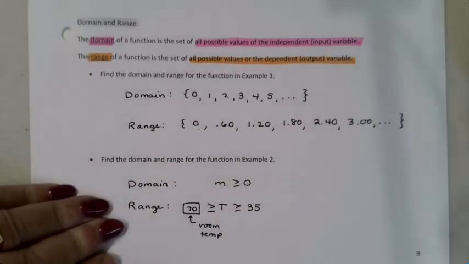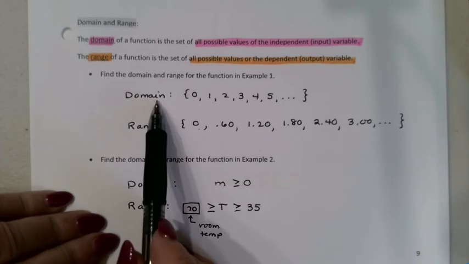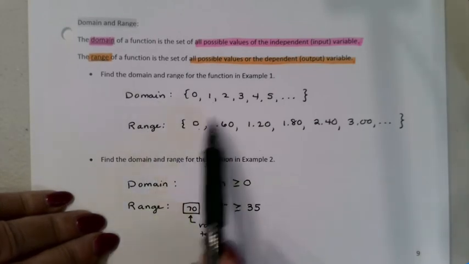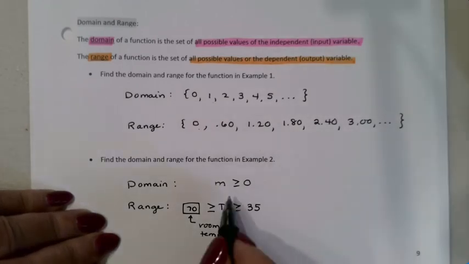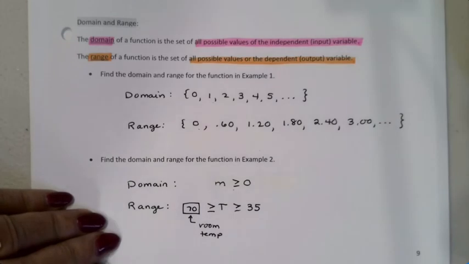All right, so again, contrast here. In a discrete function, you'll have to list the specific values of domain and range. In a continuous function, you'll have to use inequalities because it's not possible to list all the fractions and decimals that would be possible values of your input and output.